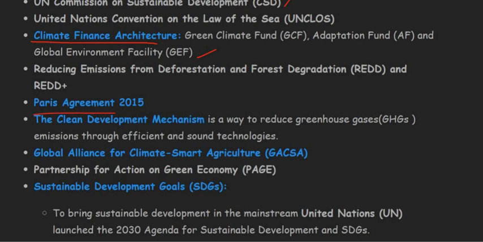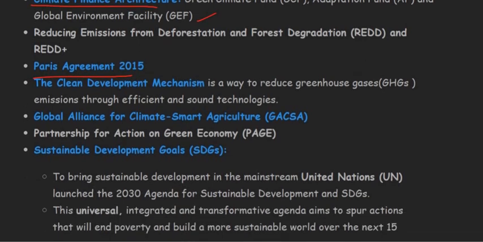Paris Agreement, 2015. The Clean Development Mechanism is a way to reduce greenhouse gas, GHG, emissions through efficient and sound technologies. Global Alliance for Climate-Smart Agriculture, GACSA. Partnership for Action on Green Economy, PAGE. Sustainable Development Goals, SDGs.